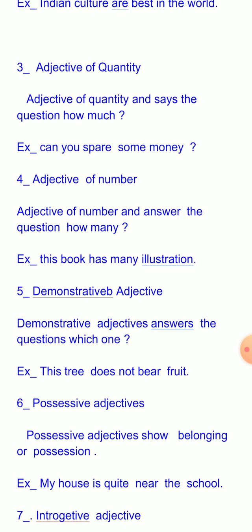Look at the sentence very carefully. This book has how many illustrations? Many illustrations. Let's take another example. The hand has five fingers. How many fingers are there on our hand? Five fingers. Adjective of number answers the question how many.